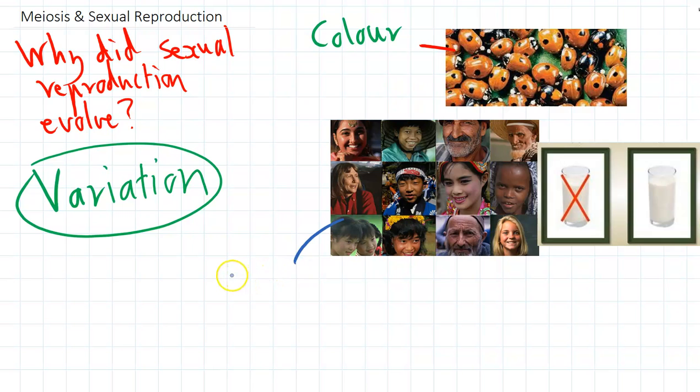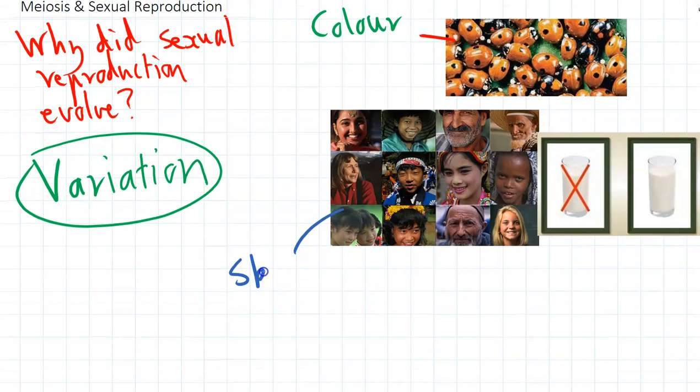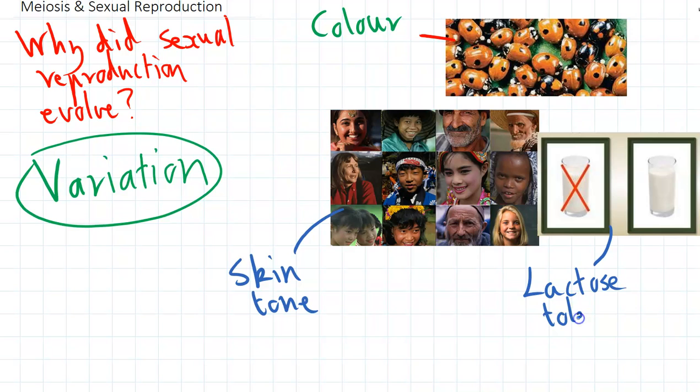We can also see variations clearly in humans. We know there's a lot of variation in skin tone among the human species. And actually in humans too, there's variation in who can drink milk and who can't as an adult, which is called lactose tolerance. So these are a few examples, but there's thousands of examples of variations in lots of different traits in every single species.